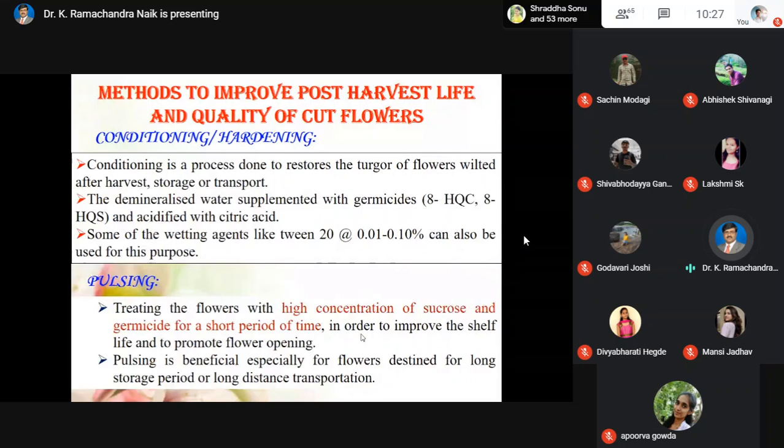Sometimes there will be a difficulty because immature buds are present when we harvest, so we have to do bud opening operations. Some germicides, sucrose, and some hormonal solutions are used for bud opening.